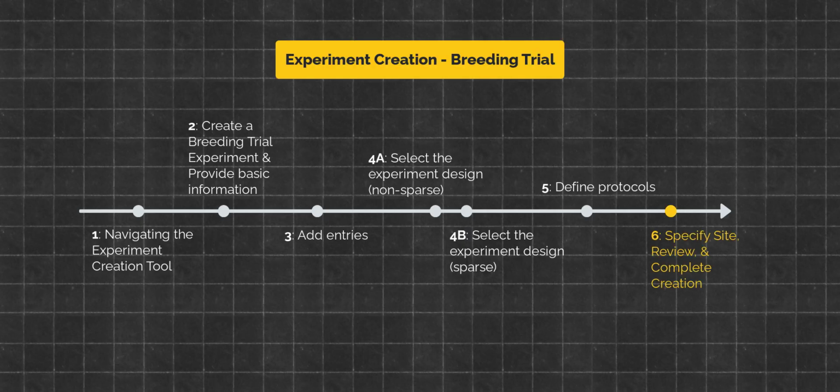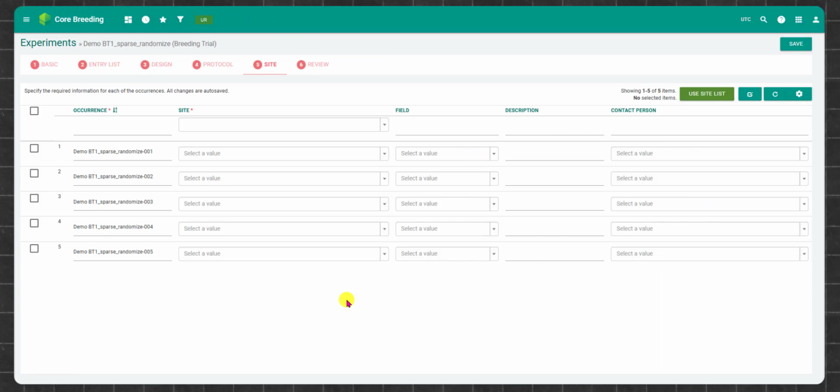You're now on the last video of the 6-part series on creating breeding trial experiments. It's now time to specify the site where our plots will be planted. To do that, we must first manage our occurrences.